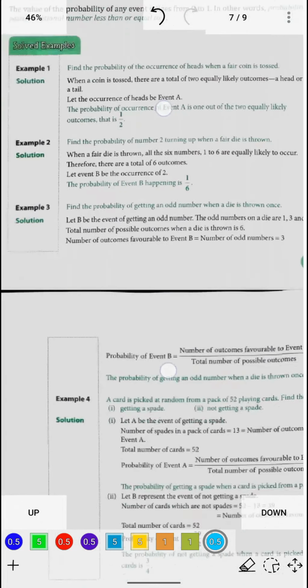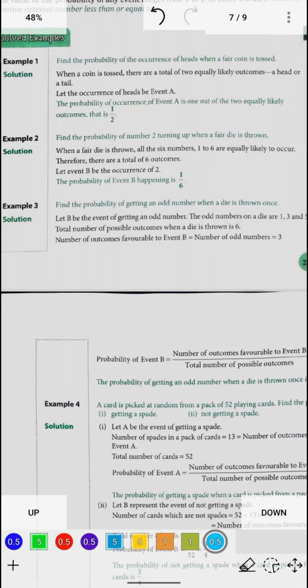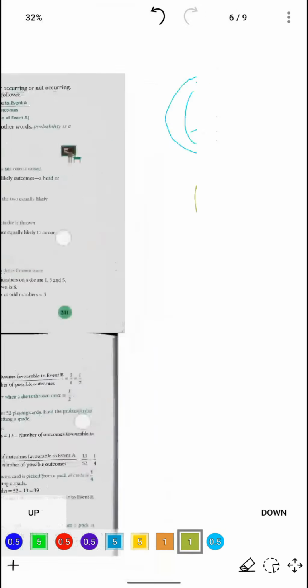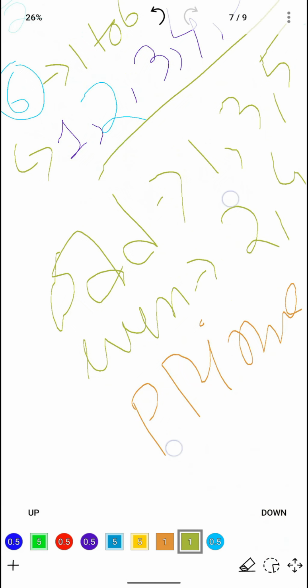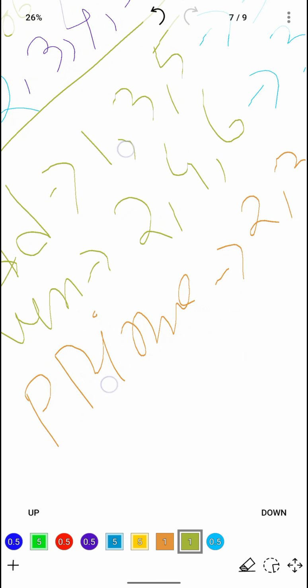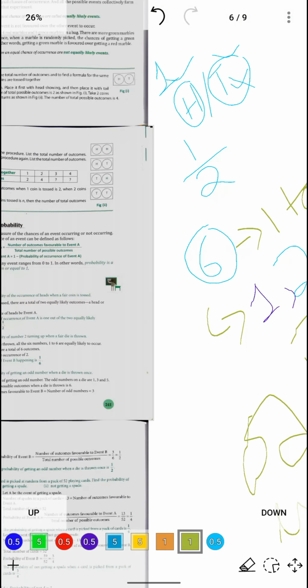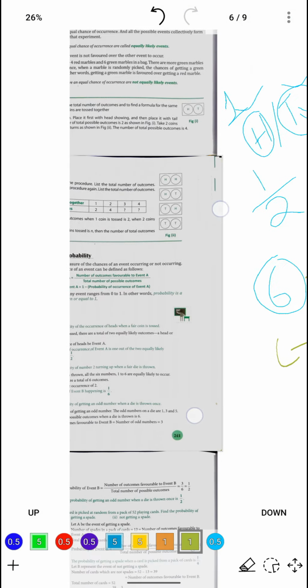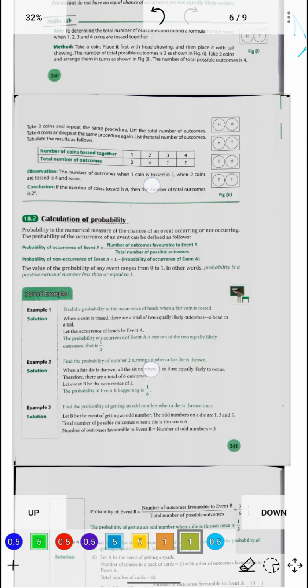Example number 3 is going to be the last example that I am explaining in this particular video. The subsequent examples will be explained in subsequent videos. Find the probability of getting an odd number when a die is thrown. So, how many odd numbers are here? There are 3 odd numbers, out of a total of 6 numbers.